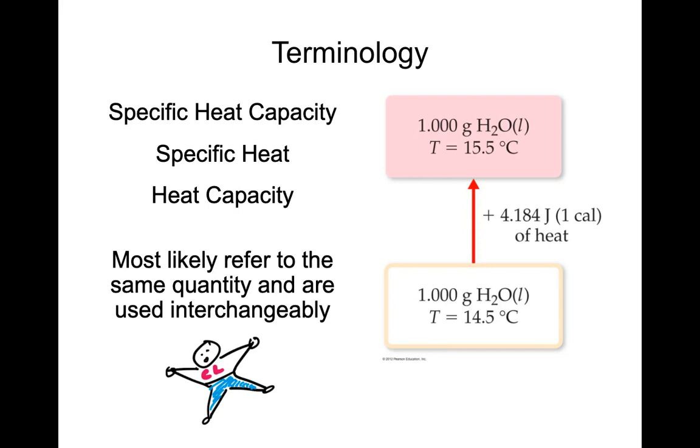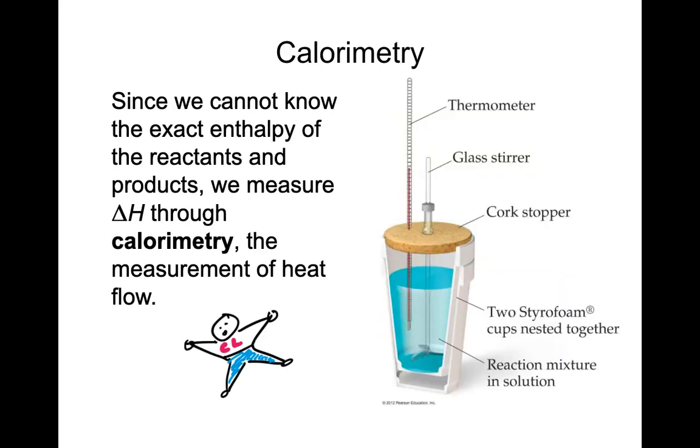On the right, you'll notice that water as a liquid, 1 gram at 14.5 degrees, requires an amount of energy to raise to 15.5 degrees, or 1 degree. So that 4.184 joules is the heat. But because we're talking about 1 gram and 1 degree, that amount of heat, 4.184 joules, which is equivalent to 1 calorie, is also going to be the specific heat capacity.